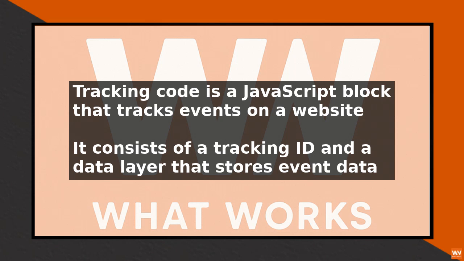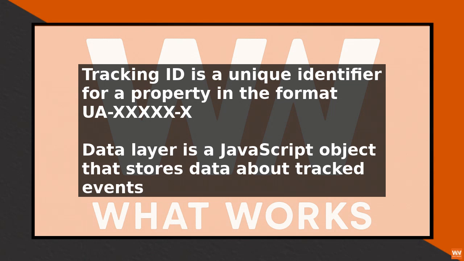The first component is the tracking ID, which is usually in the format of UAXXXXXX. This ID is used to identify your property and send data to your Google Analytics account. The next component is the data layer, which is usually declared as a JavaScript variable. The data layer stores data about the events being tracked, such as page titles, categories, and actions.